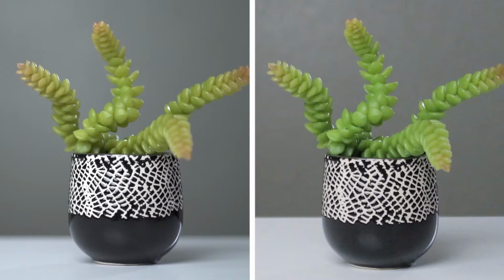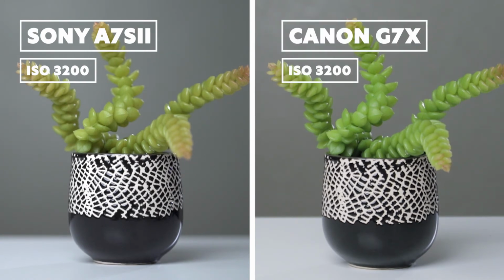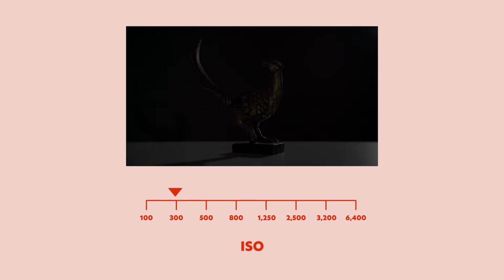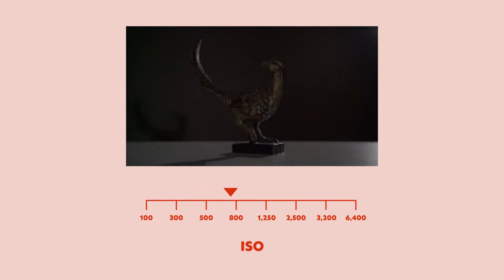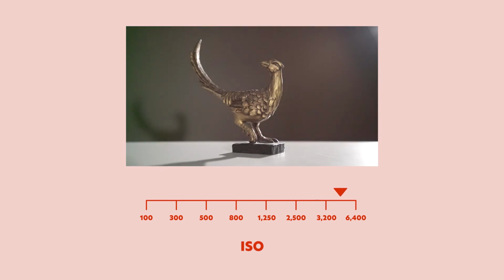Now, the amount of noise that you're gonna see at these high ISOs is gonna depend on what kind of camera you're using. So my full frame Sony a7S II on the left is gonna have less noise than my Canon G7X pocket camera on the right, even though these shots are at the same ISO. All right, so to recap about ISO, remember that the higher your ISO, the brighter your exposure, and the more noise your shot will have.